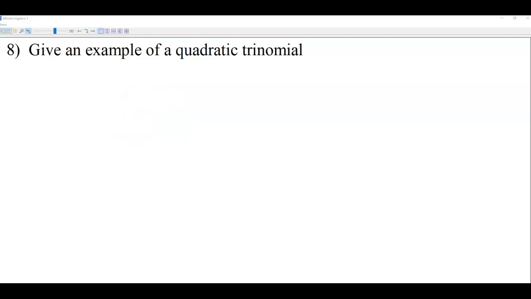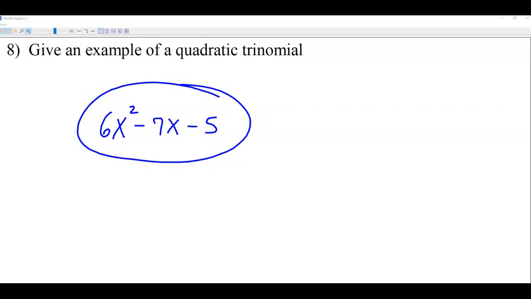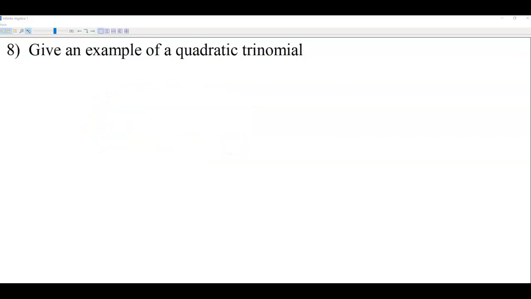Now we want to give an example of a quadratic trinomial. So we could just take the answer from the last one I did, from number 6, write that, and just add a couple other terms on there and we'll be in business. So that's an example of a quadratic trinomial. A trinomial is a polynomial that has 3 terms that are being added or subtracted together. And it's quadratic because my highest power is a 2. So it's a trinomial because there are 3 terms, and it's quadratic because the highest power is 2.